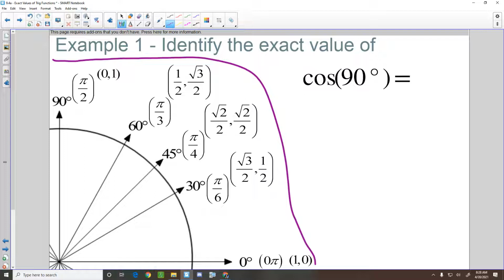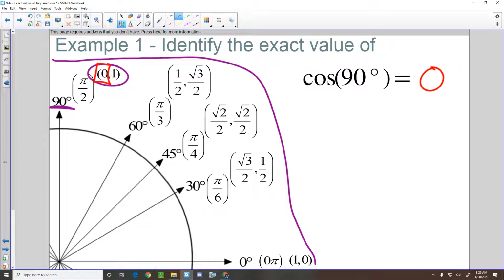The cosine of 90 degrees. Cosine, is that the x or the y coordinate? It's the x coordinate, right? So it's the first number. So we go to 90 degrees, boom, it's right here. I look for the coordinate at 90 degrees, which is (0, 1), because 90 degrees is straight up on the positive y-axis. So I just went up 1 unit, but I didn't move right or left at all. So the x coordinate at 90 degrees is 0. Therefore, the cosine of 90 degrees is 0.